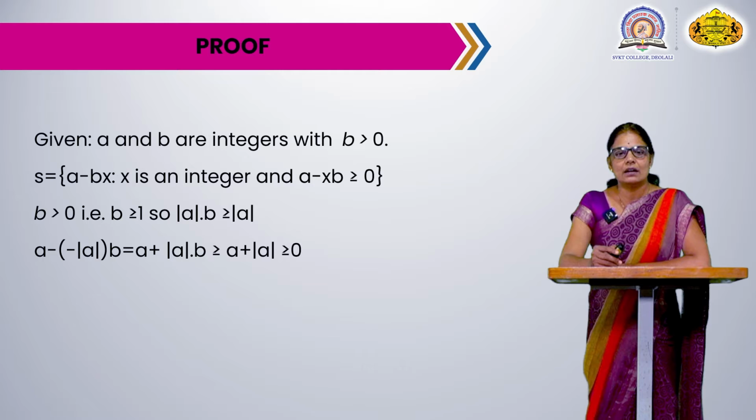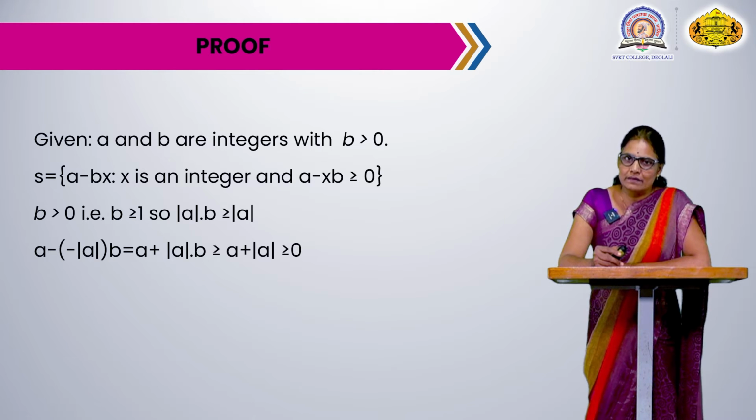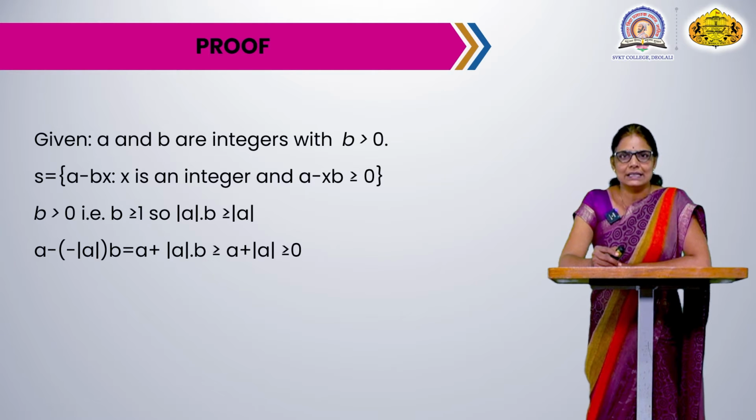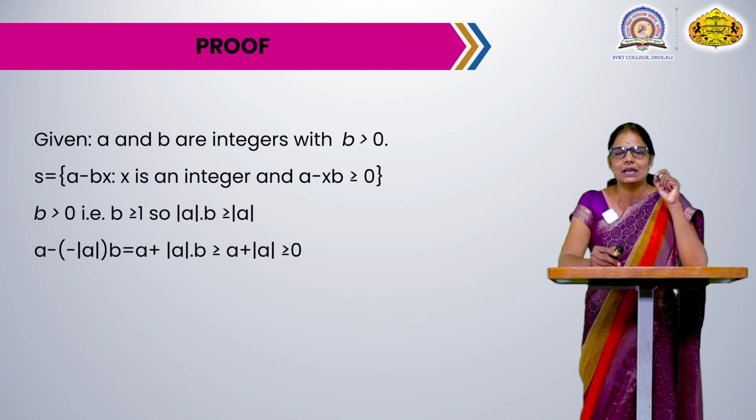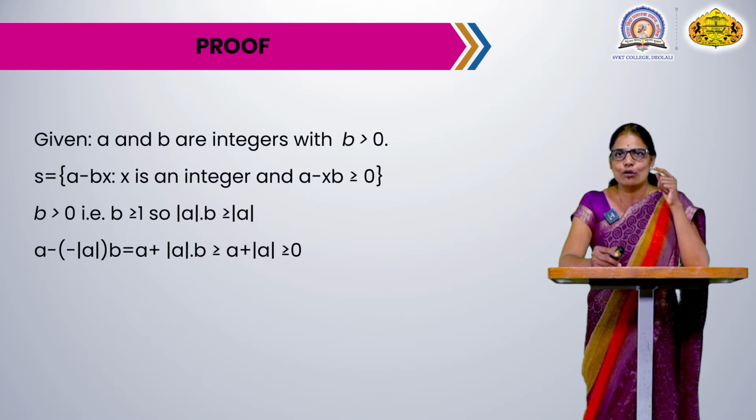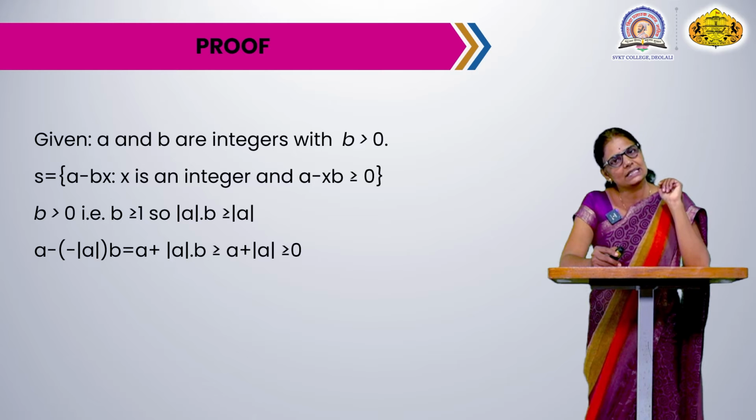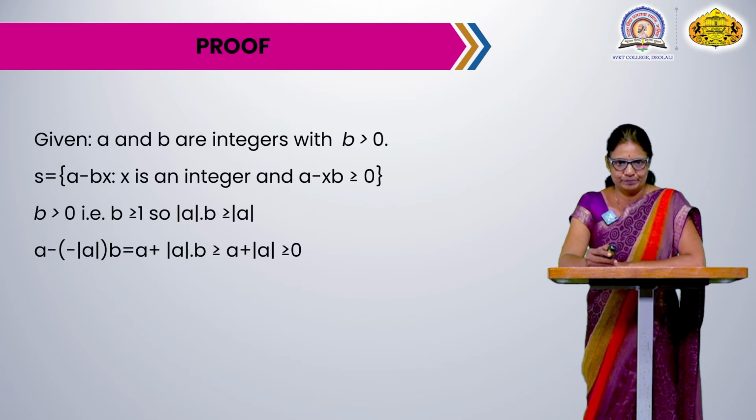Use the above inequality, mod a into b is greater than or equal to mod a. So mod a into b is replaced by mod a, so we get a greater number here. So a plus mod a into b is greater than or equal to a plus mod a, and as we know, a plus mod a is always greater than or equal to 0. For example, if I consider a is 2, its mod is also 2, so 2 plus 2 is greater than 0 here. But if I consider a as minus 3, its mod is plus 3, so the addition of minus 3 plus 3 is equal to 0.